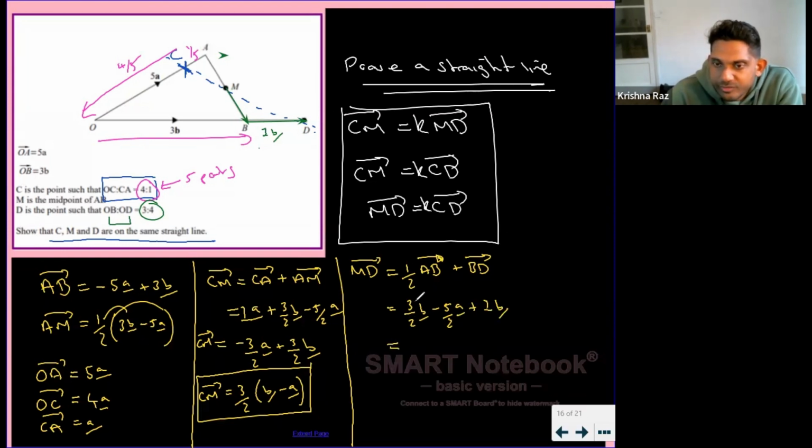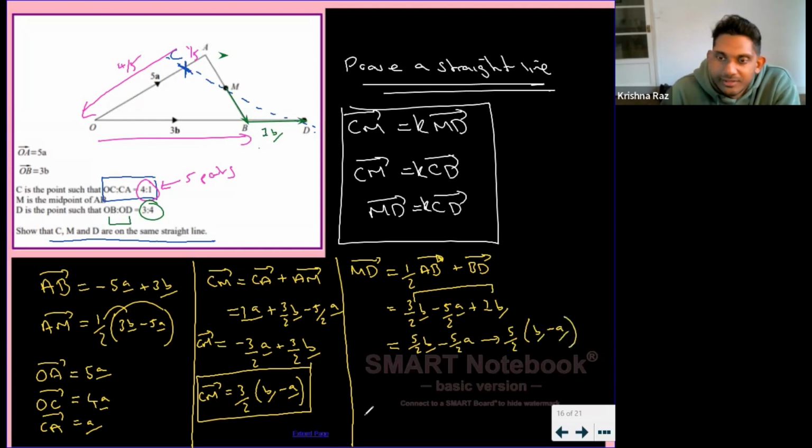So now we have 3 over 2B plus 1B. So 1.5 plus 1 is, you got it, 2.5. So we have 5 over 2B minus 5 over 2A, which will then factorize to 5 over 2 (B minus A), which is what we were hoping for.